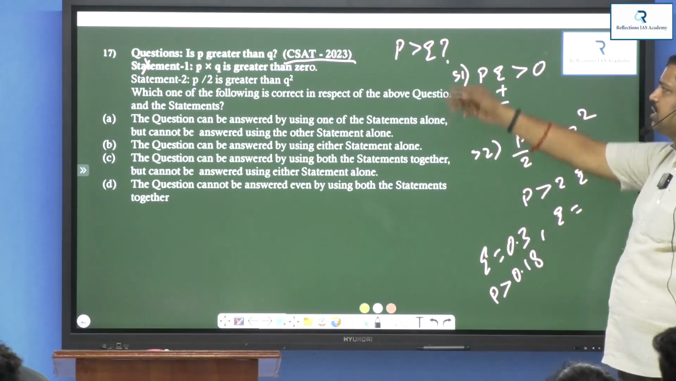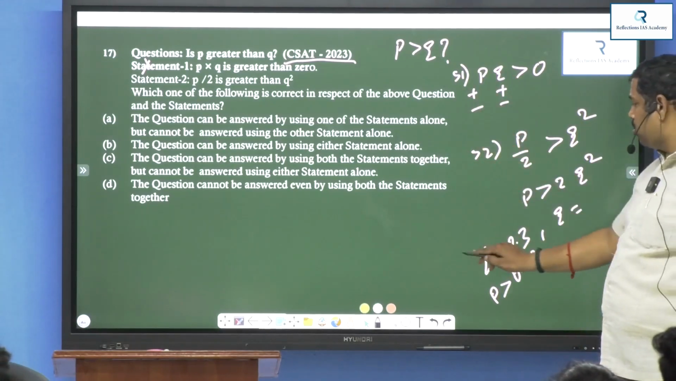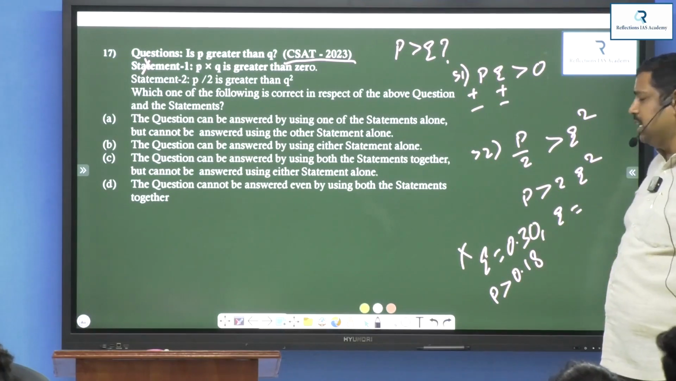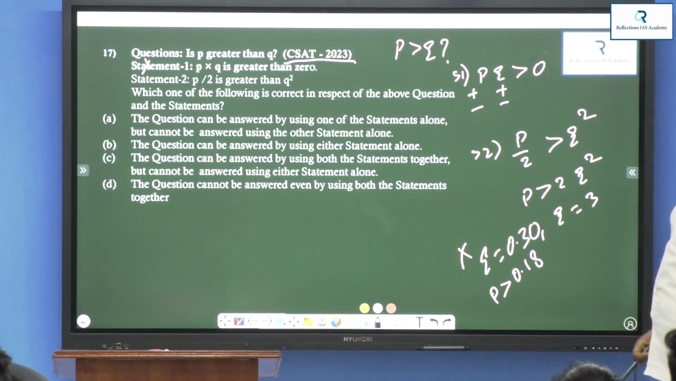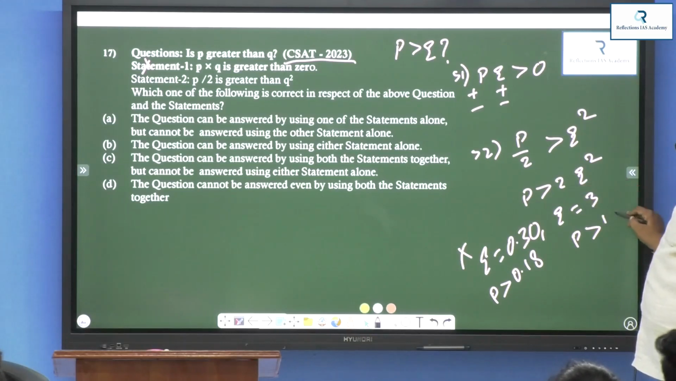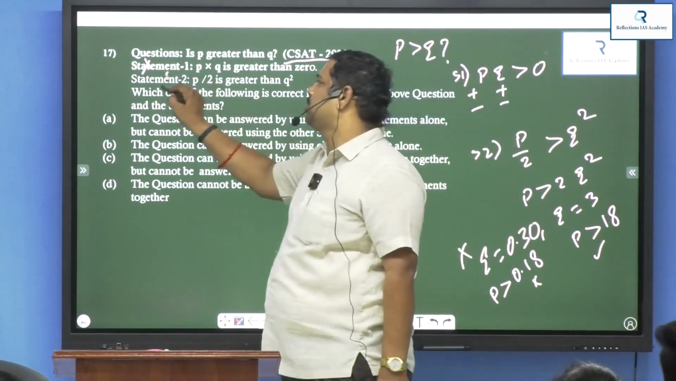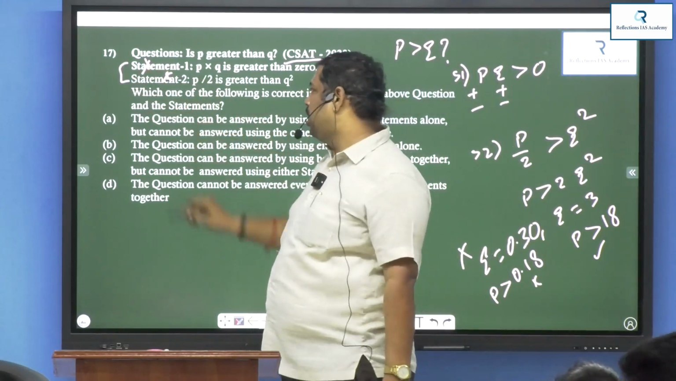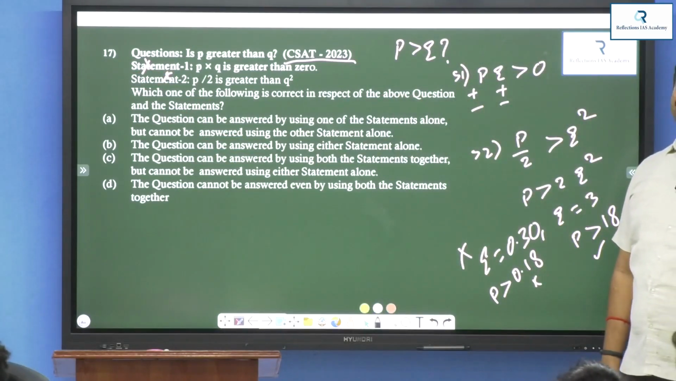In this case, is P greater than Q right or wrong? Say yes or no. Wrong. P is lesser. This is 0.3, that is 0.18. Suppose I go for Q equal to 3. Then what is the P value here? Greater than Q square, 9 into 2 is 18. Wow, P is greater than Q. Here it is wrong, here it is right. Did you get a decision or not? Individually, the second one is not sufficient, right? Yes or no? Now I am going with both together.